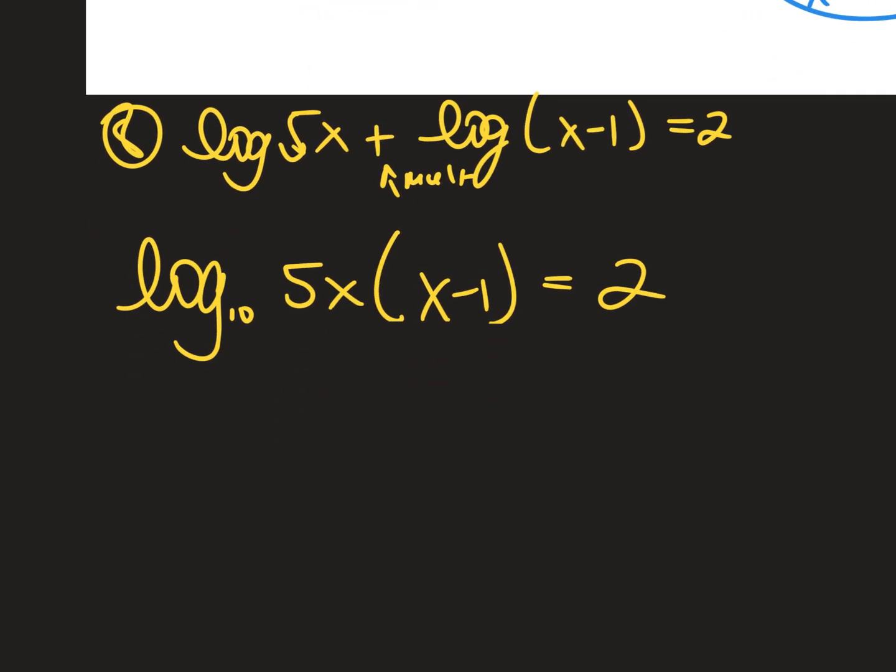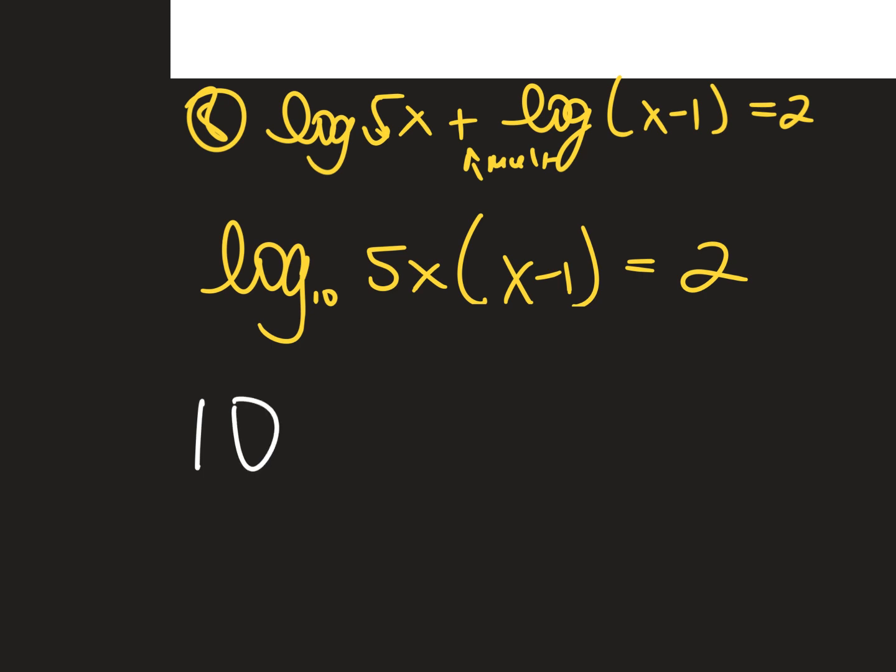So now I have one log on one side, but I don't on the other. So I've got to undo this logarithmic equation. How do I undo this logarithmic? I turn it into, God bless you. What do I turn it into? Exponential. What is my big base going to be? A 10. I'm going to put a big 10 and then everything goes in the exponent.